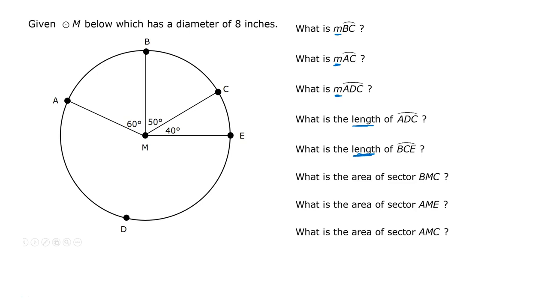So the first part asks for the measurements of these arcs. Now the measurements of the arcs are equal to the central angles that they obtain. And whenever we see just two letters designated for an arc, we assume that we're looking for the minor arc, not the major arc. Major arcs are always going to have a 3-letter designation. So when I say BC, I'm going right from B to C. So I'm talking about this arc right here for the first one.